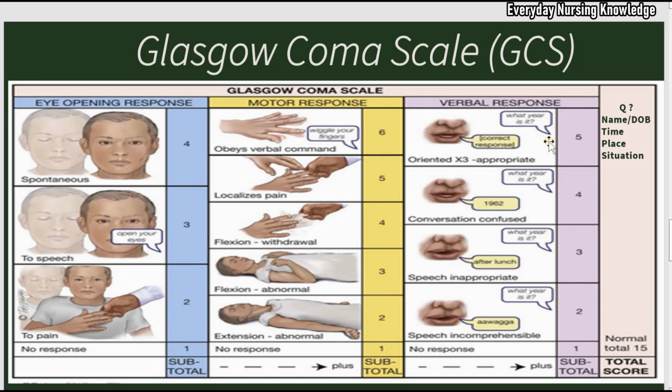Now coming to verbal response, you give a score of 5 if the patient is oriented. Now to assess for orientation, you have to ask a few questions. That is patient's name and date of birth. You are assessing whether the patient is oriented to self. You can ask what time is it, or what month or what year is it, the place where the patient is at right now, or what situation, what brings him to the hospital.